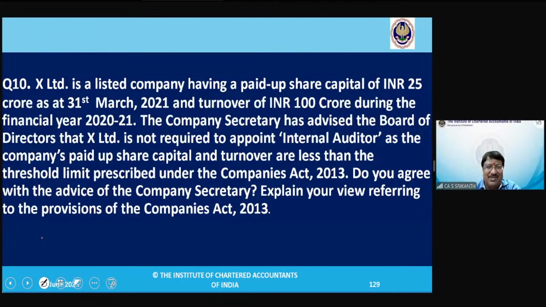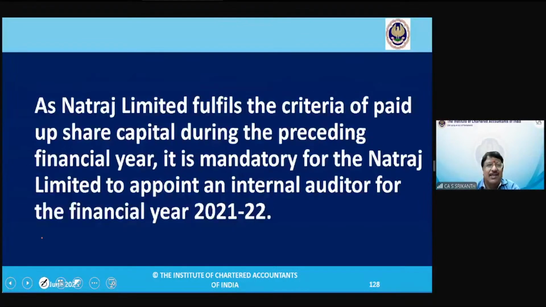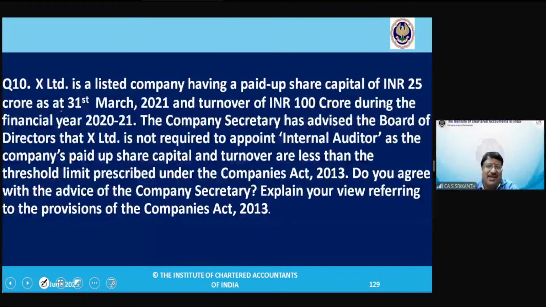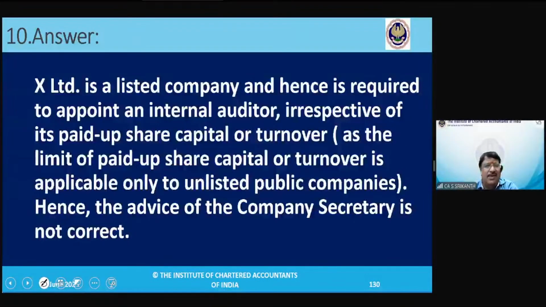What is the problem here? We are seeing in the wrong category now. This is a listed company. For listed company, there is no limit. That is why I said don't trust the company secretary. You form your own opinion. It's a listed company. Irrespective of paid up capital or turnover, it has to. It's applicable only to unlisted public companies. Hence, the advice of the company secretary is not correct. Okay, got it?